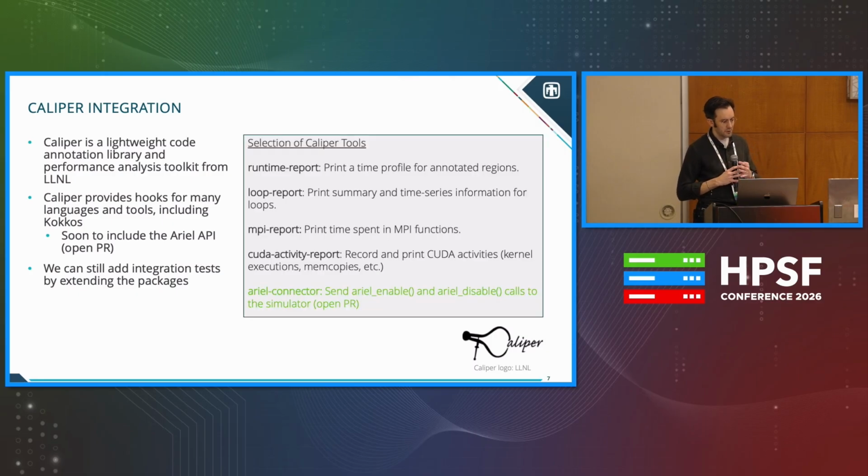And just to show off Caliper, many of you will be aware, but I think it's a really cool tool, so I was just showing it here. You can ask for all these really cool reports on your code. You get a runtime report to see where time was spent. You get a loop report, an MPI report, a CUDA report, and then this one that I've added is the Aerial connector. So you can turn this on, and if your code has these Caliper annotations, now your code can be simulated in Aerial. So that, I think, is a really cool usability feature as well.